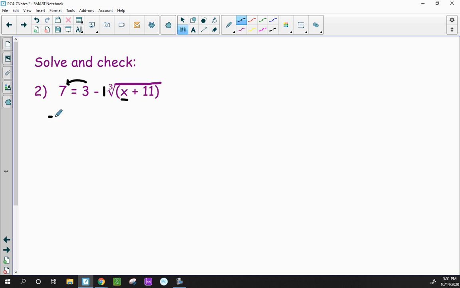So I'm going to write this as 7 minus 3 is equal to -1 times the cube root of x plus 11. And then 7 minus 3, of course, is 0. Let me try that again. 7 minus 3 is 4. There we go. And then you're going to copy down the rest.